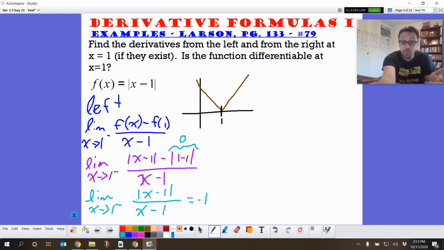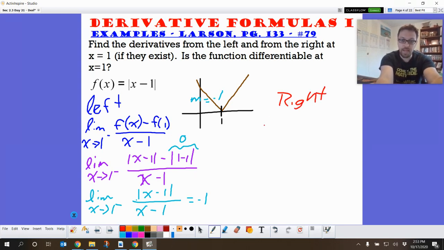You can even see that with our graph. We can look at that absolute value line and we know that slope. It's just heading straight down. It's negative 1. That's how absolute value graphs work. So we know the slope was negative 1. There, we're just able to see it using our cool new definition of a limit. Let's check the right-hand side.